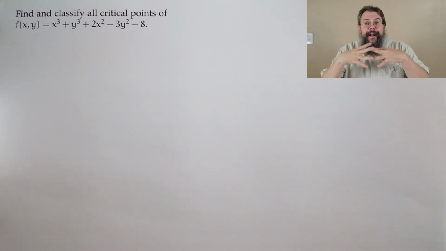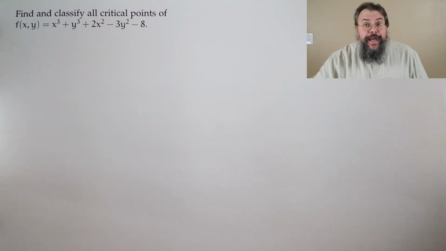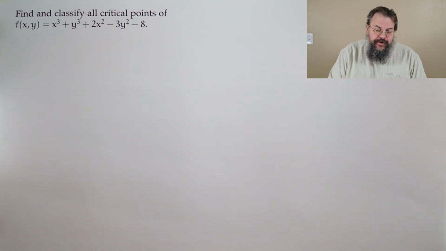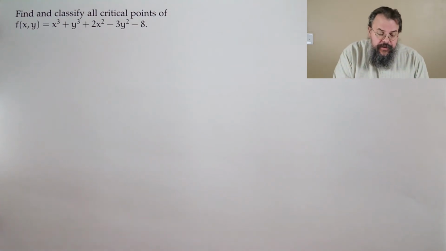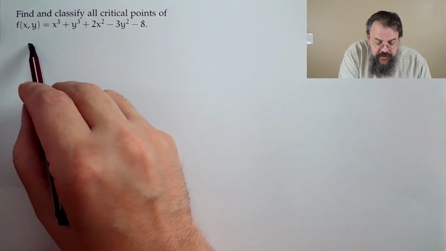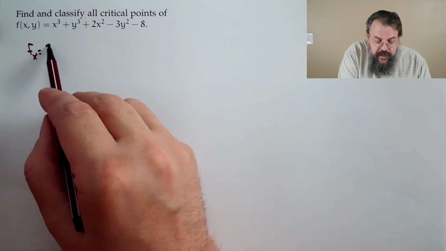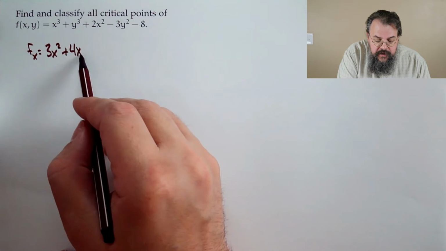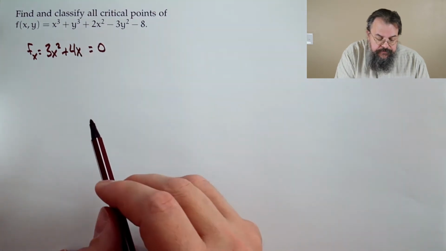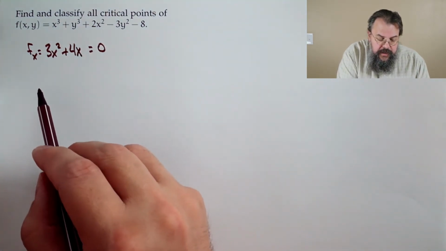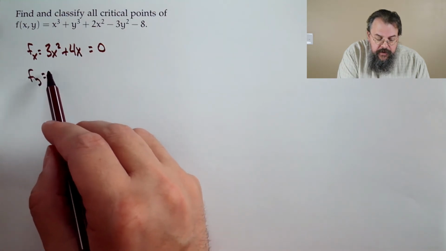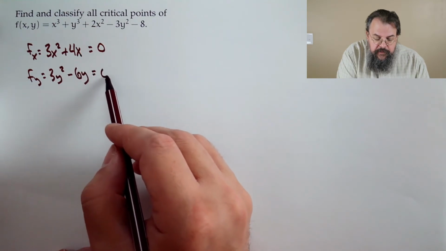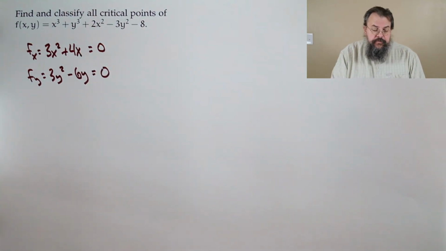It's when they start coming together that we have fun. Oh yeah, that's when we'll have a lot of fun. So our process is the same. Start by taking our partial derivatives. So f_x is 3x squared plus 4x, and we're going to set that equal to 0. And f sub y is 3y squared minus 6y, and again, set that equal to 0.